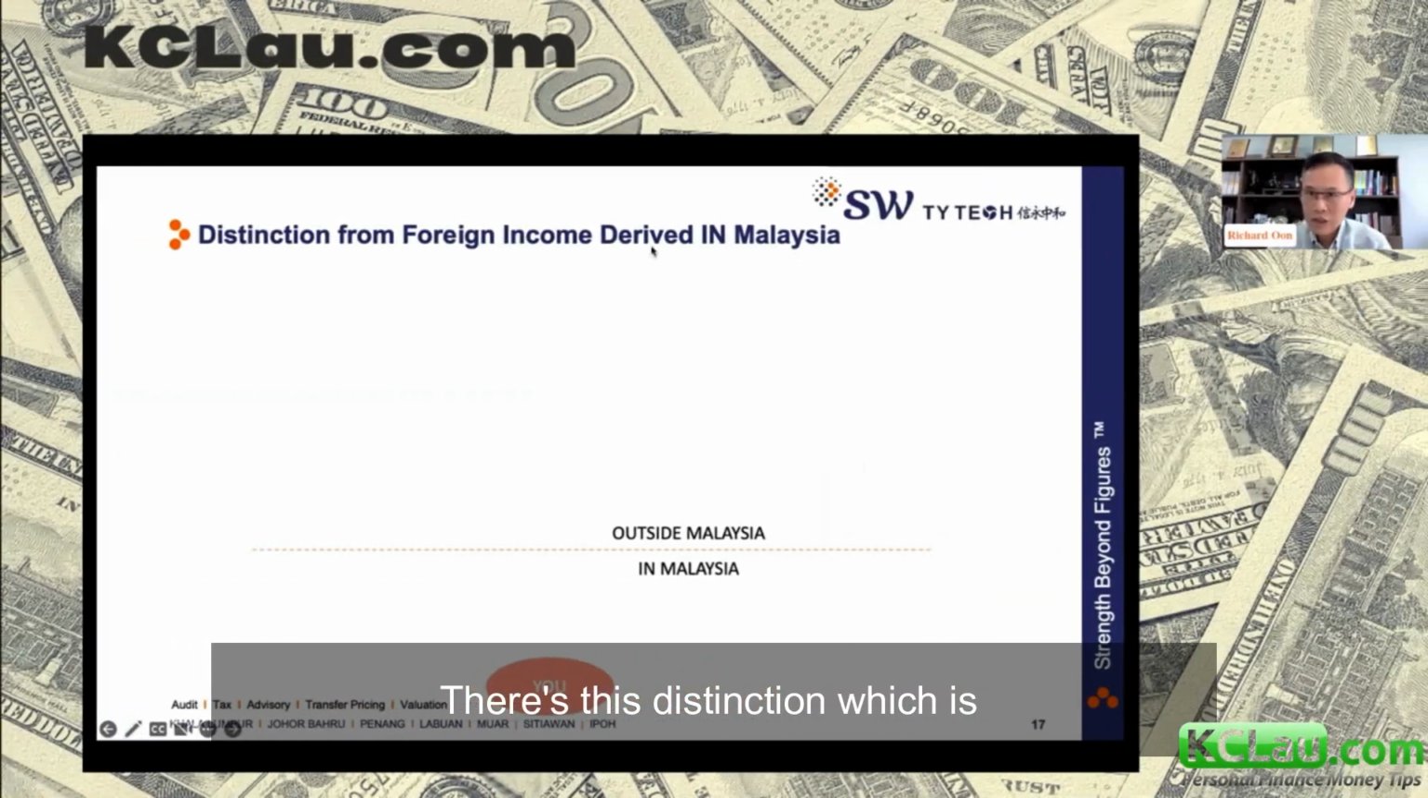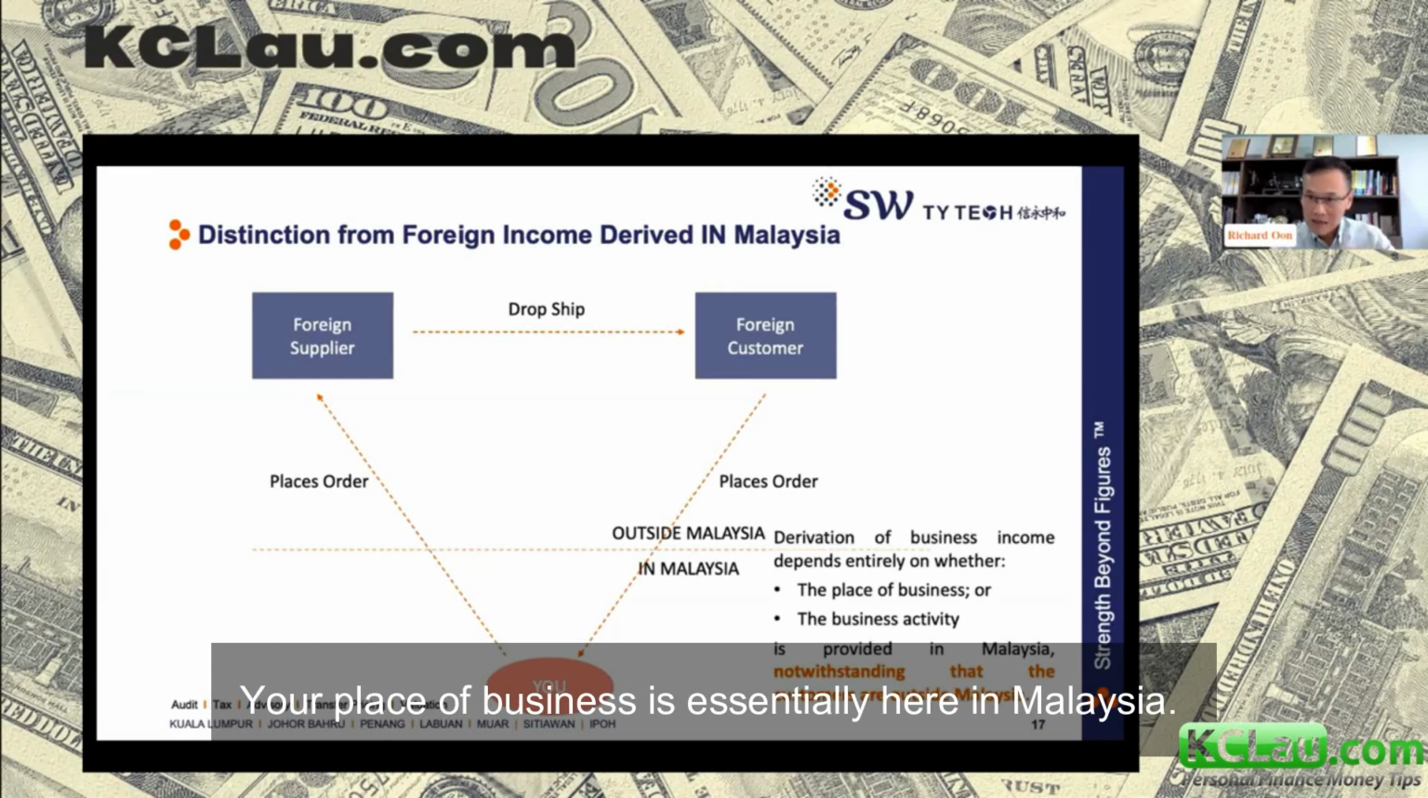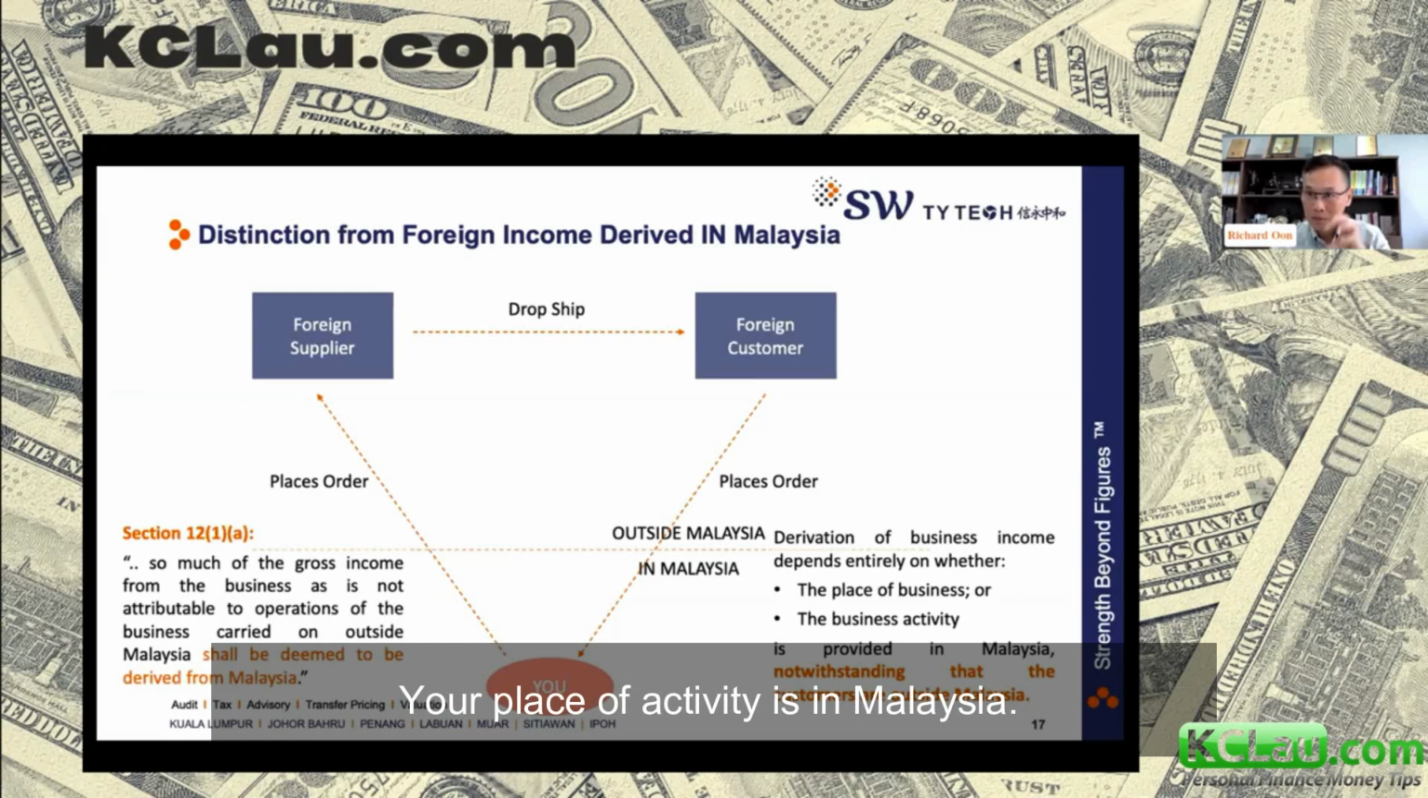There's this distinction which is foreign income derived in Malaysia or derived from Malaysia. Point is that actually you are earning this income from all these foreigners while you are here in Malaysia. Your place of business essentially is here in Malaysia. Your place of activity is in Malaysia. So therefore, this is income derived from Malaysia right from the very start.